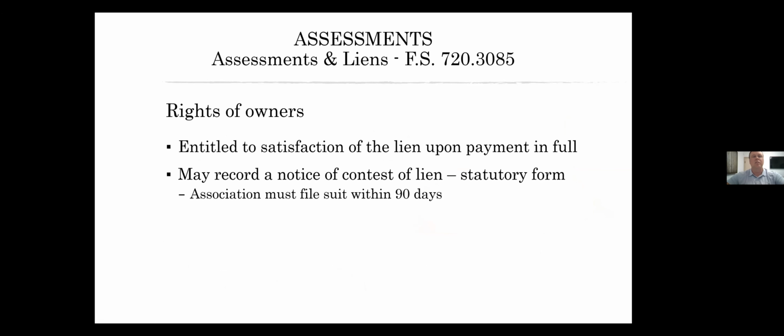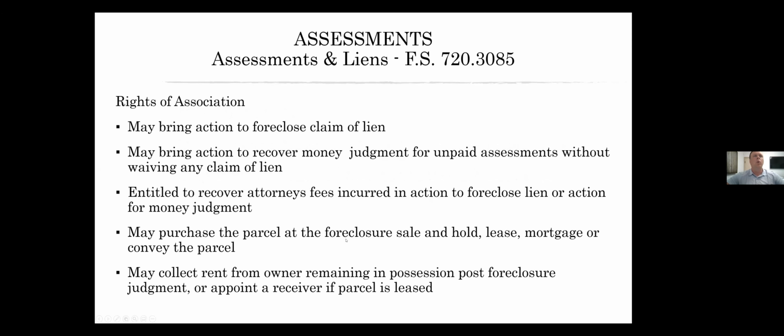And if they dispute the amount of the lien that is recorded on their property for non-payment, they may record a notice of contest of the lien, and that makes the lien expire within 90 days if the association does not file their lawsuit. Once you have a lien on a property, if the owner isn't paying, you have a very powerful right as the association to bring an action to foreclose the claim of lien.